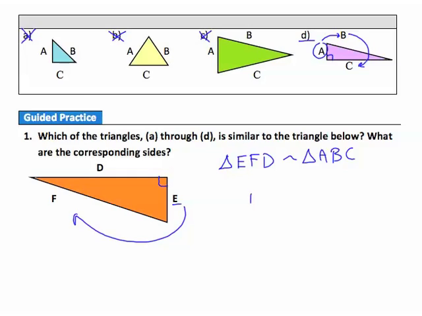And now I would say that E corresponds to A, F corresponds to B, and D corresponds to C.